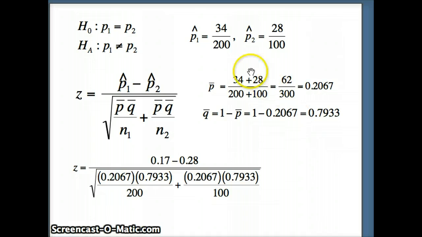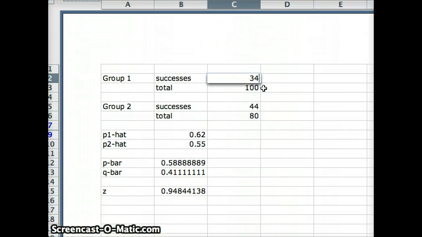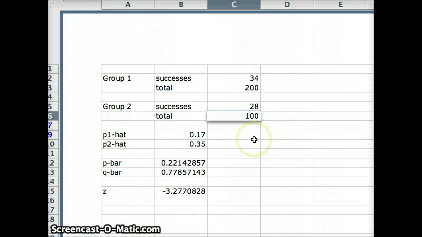And now we have to do our work. P1 hat, 34 over 200, is 17%, minus P2 hat, 28 over 100, of course, is 0.28. And we will go ahead and again do this computation using Excel. First off, 34 out of 200, 34 successes out of 200 total for group 1. And then we have 28 out of 100 for group 2. And you'll notice I've done all of the spreadsheet programming on the last example, and it gives me my Z of negative 2.218, also gives me P1 hat, P2 hat, and P bar, Q bar. But most importantly, I now have my test statistic Z, negative 2.218.